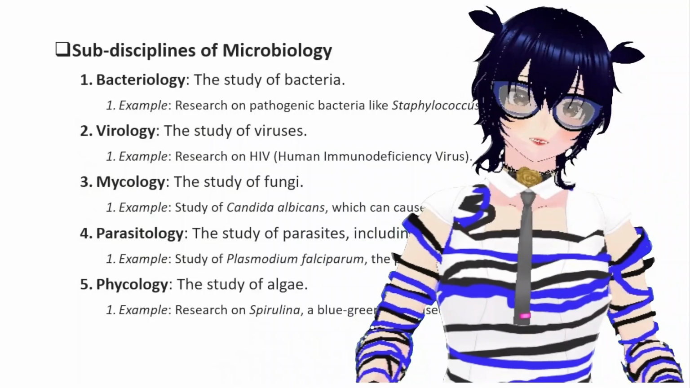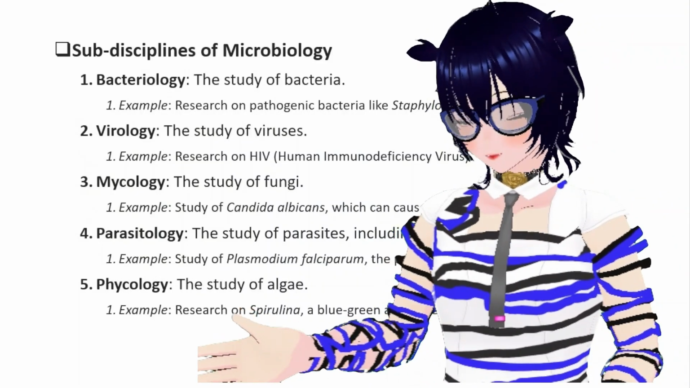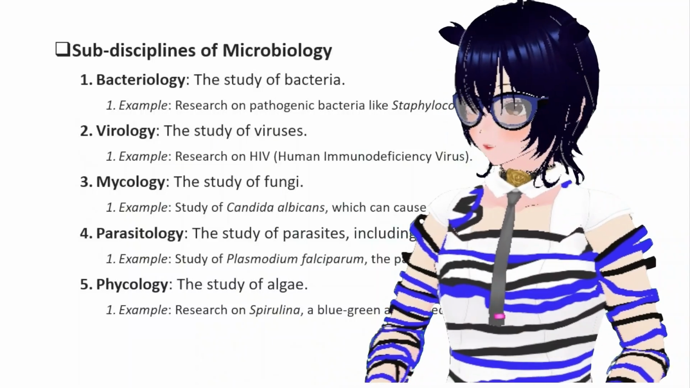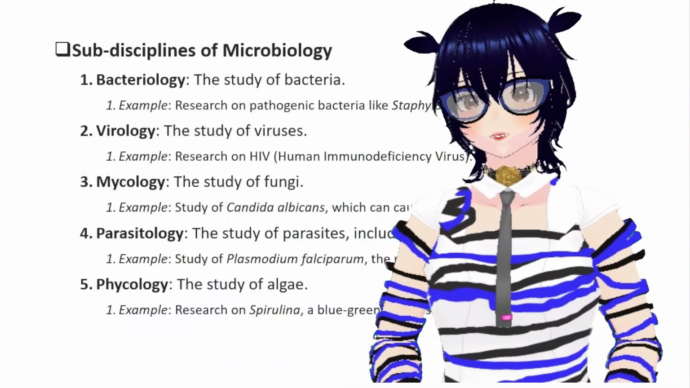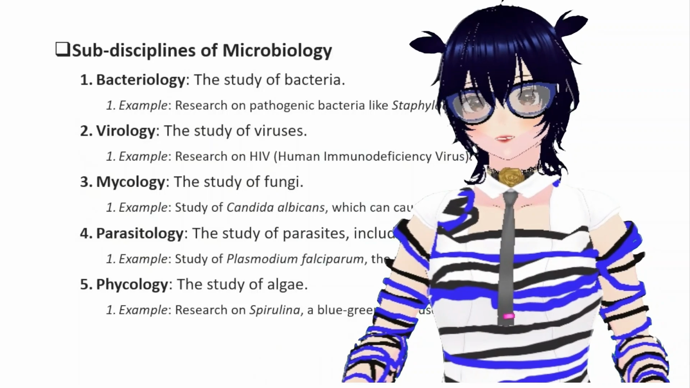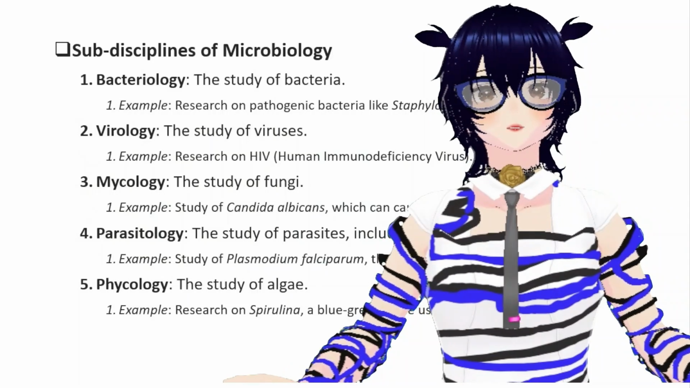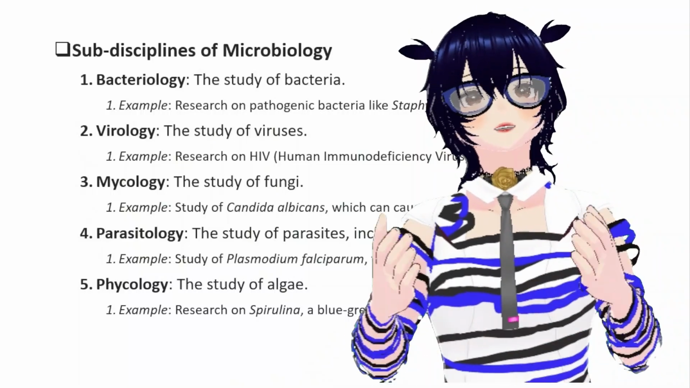Another type is dandruff. Dandruff is actually caused by a fungus, though not every dandruff is. There is a type of dandruff that is caused by fungi, and that type is a persistent type. Now, parasitology.